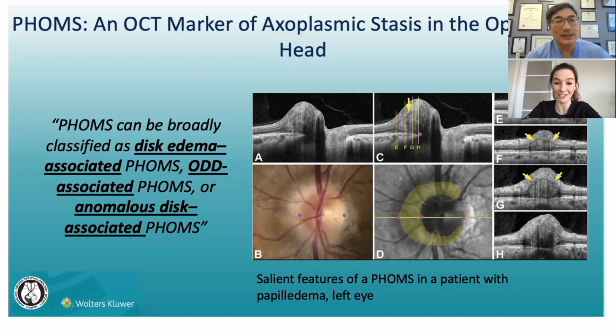So PHOMS is actually self-descriptive. The name is an acronym. It stands for peripapillary hyperreflective ovoid mass-like structure. So they made it simple with PHOMS, basically. So it's peripapillary because it's around the disc, and it's hyperreflective on OCT?